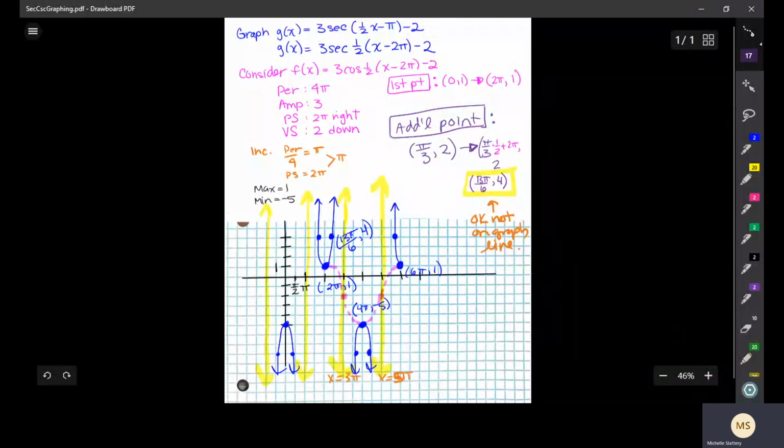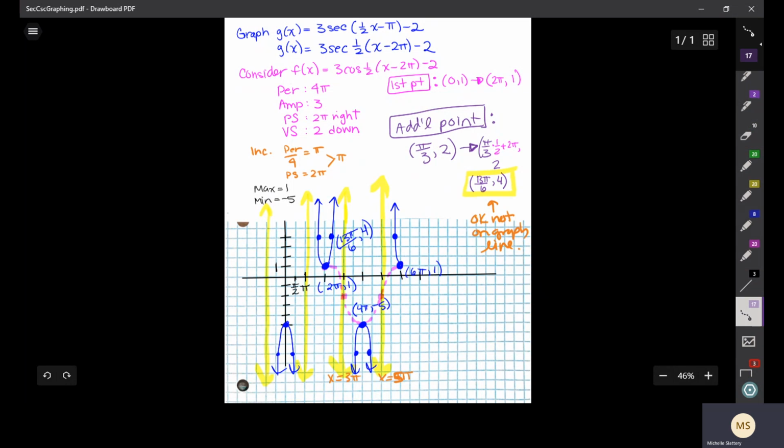All right, so quick correction for you guys on this one. So we have the secant function. What I need to correct is this additional point right here. I graphed it a little bit wrong. I messed up the b value. I forgot to multiply by the reciprocal.